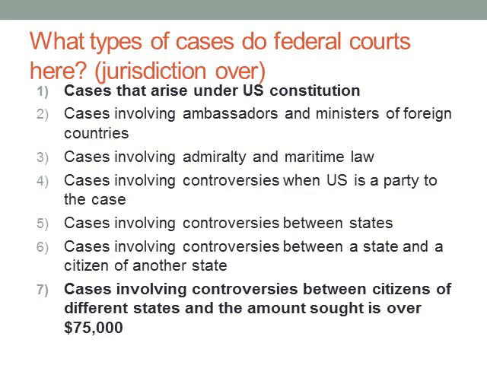Types of cases that the federal court hears. There's 7 different versions. The only 2 that would concern this course are number 1, cases that arise under the U.S. Constitution, because I keep bringing up the Supreme Court, but more importantly, number 7, cases involving controversies between citizens of different states, and the amount sought is over $75,000.